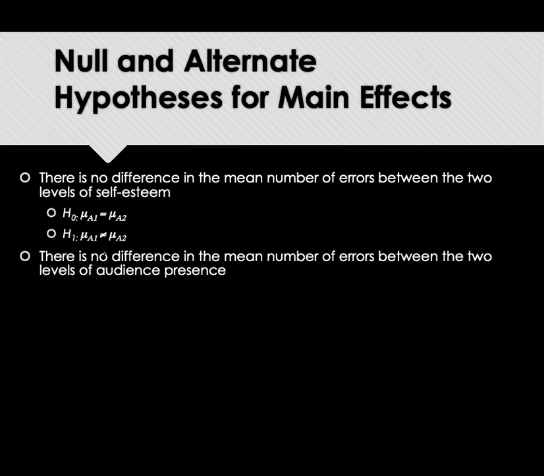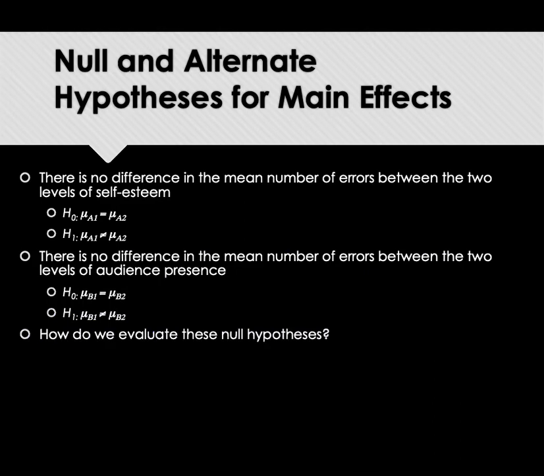And then the null hypothesis for the main effect of factor B, there's no difference in the mean number of errors between the two levels of audience presence. So the mean of the first level of factor B, B1, equals the mean of the second level of factor B. So in other words, the mean for no audience is the same as the mean for the presence of an audience. No difference between those two levels. And of course, the alternate hypothesis would be just the opposite, that there is a difference, that those means are not equal to each other.